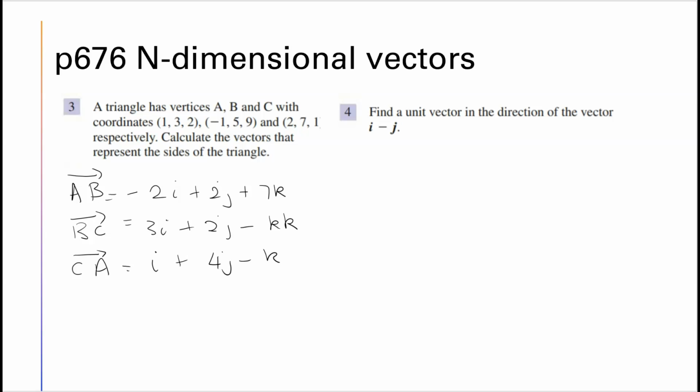Question 4 there, find a unit vector in the direction of i minus j. Okay, that's just going to be i minus j over the length of i minus j, which would be the square root of 1 squared plus -1 squared. So that would be i minus j over root 2.